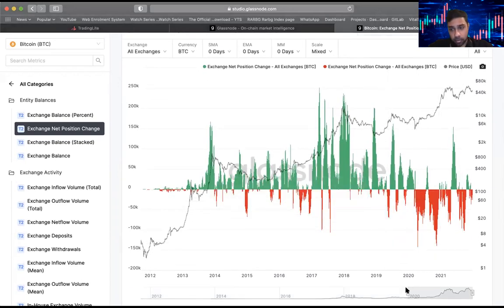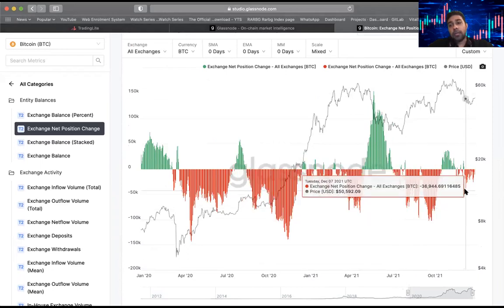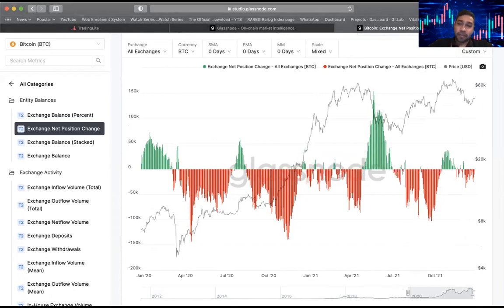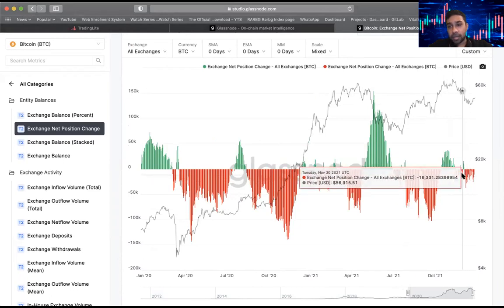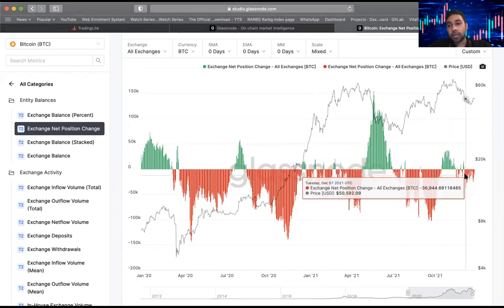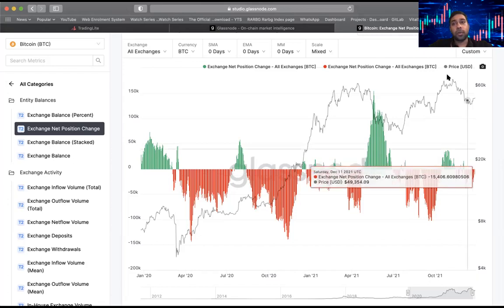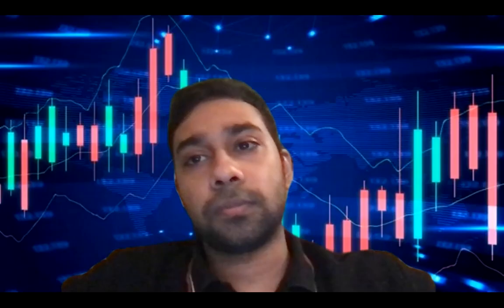Let me just run the first thing by y'all. You can see how we are still accumulating. We're back to accumulating more Bitcoin. So we can see right now that we can expect a lot more upside to come for Bitcoin. Using Glassnode for on-chain analysis is currently what I do.